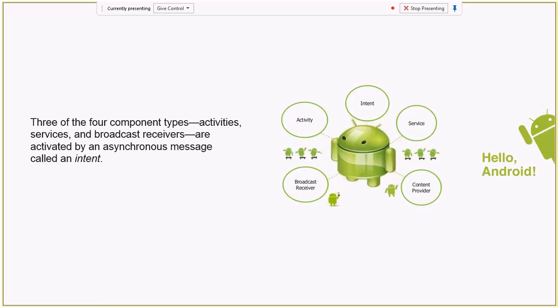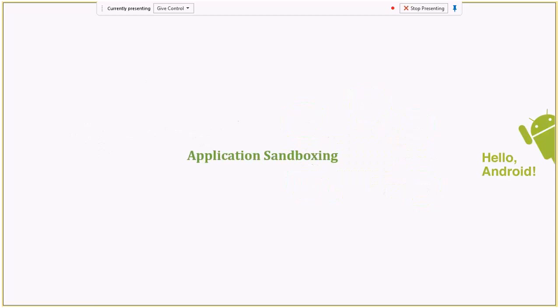Okay, so this is the same thing I talked about: three of the four components, activities, services, and broadcast receivers, are activated by intent. Like I talked about, an intent is used to open or work on these components. It's just a small async message which you create so that the activity, the service, or the broadcast receiver is brought up to do their work.